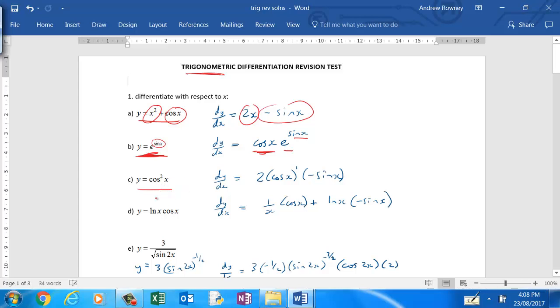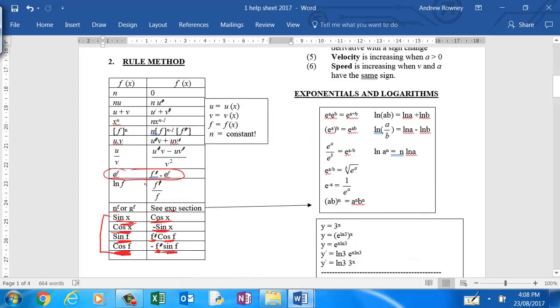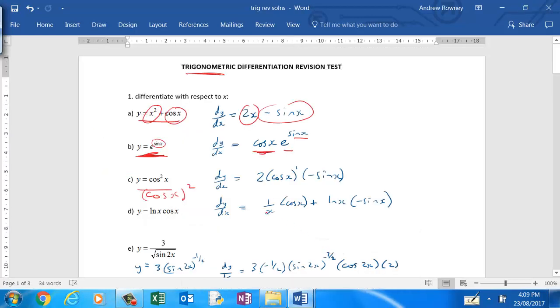So cos squared actually means cos x all squared, and so this is like a function to a number. So if we look back here, function to a number is like this one here. So you've got to bring the number out the front, take one off the power, follow up by the derivative of the function. So we bring the number out the front there, and you take one off the power and you follow it with the derivative of the function.